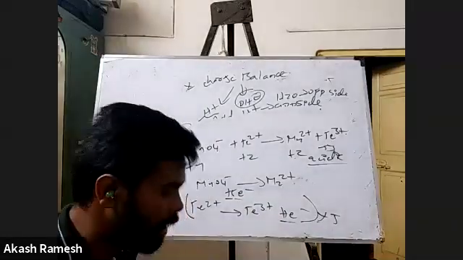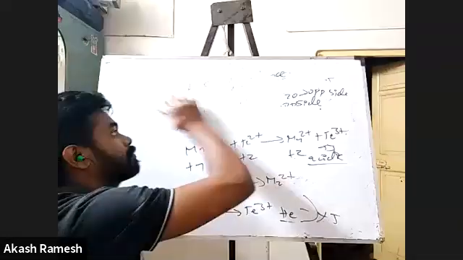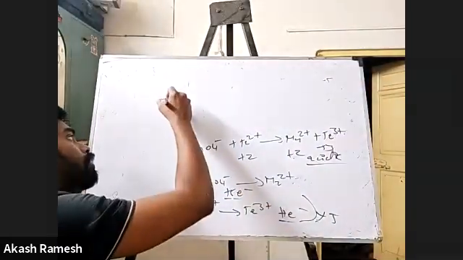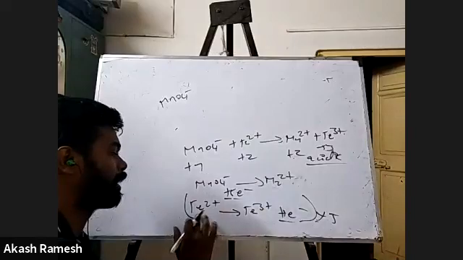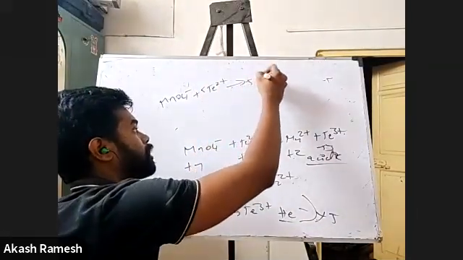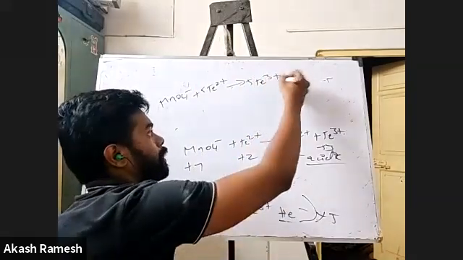Now if you add them both, you will have MnO4 minus, how many? 5 Fe2 plus gives 5 Fe3 plus plus Mn2 plus.